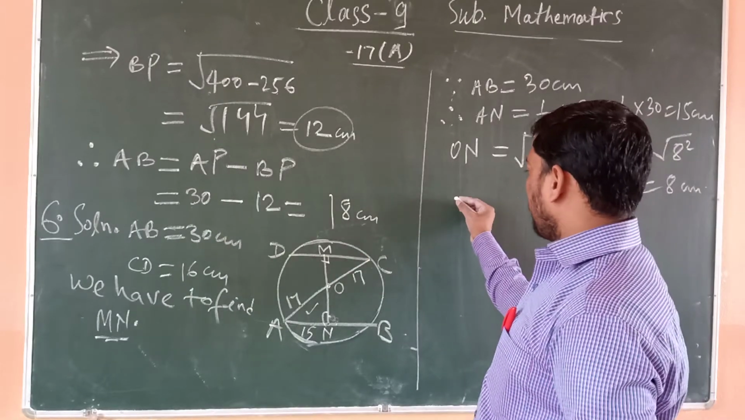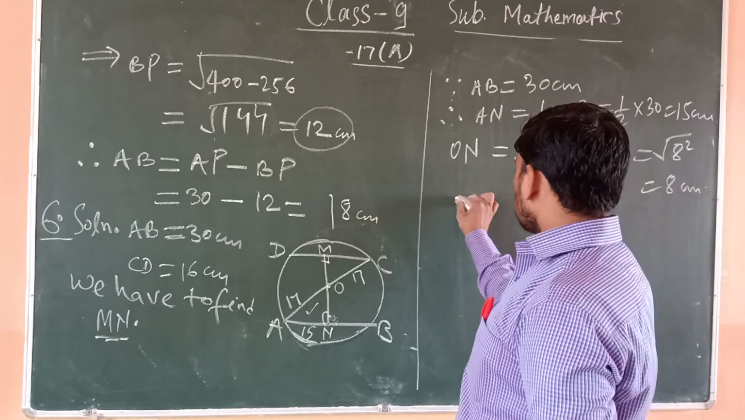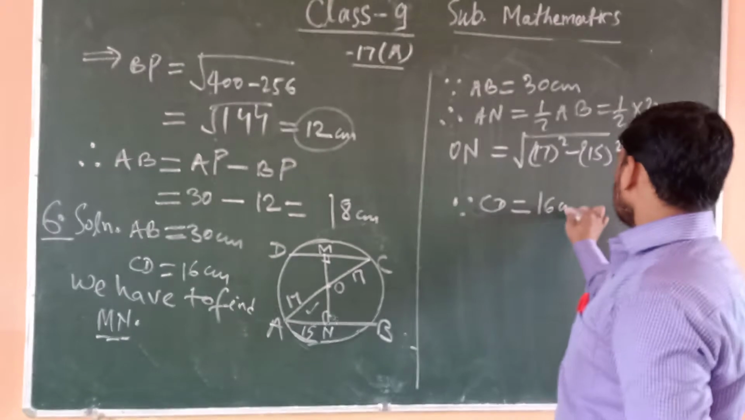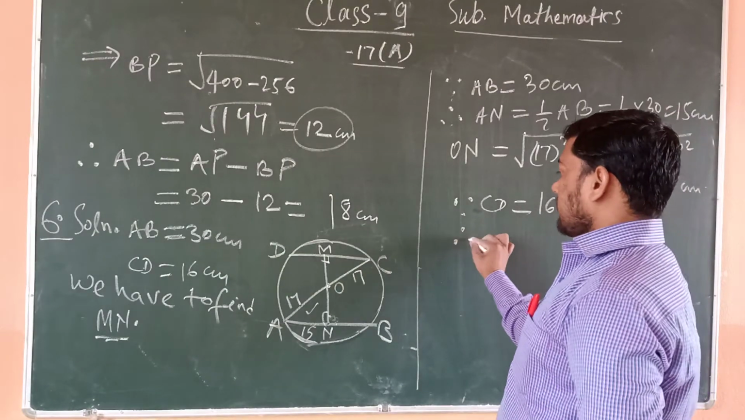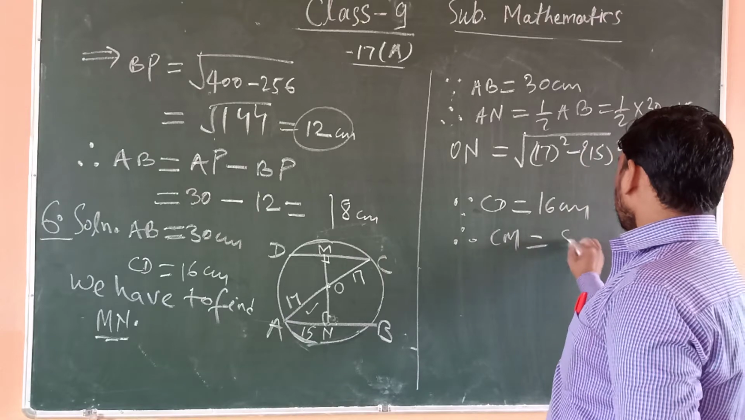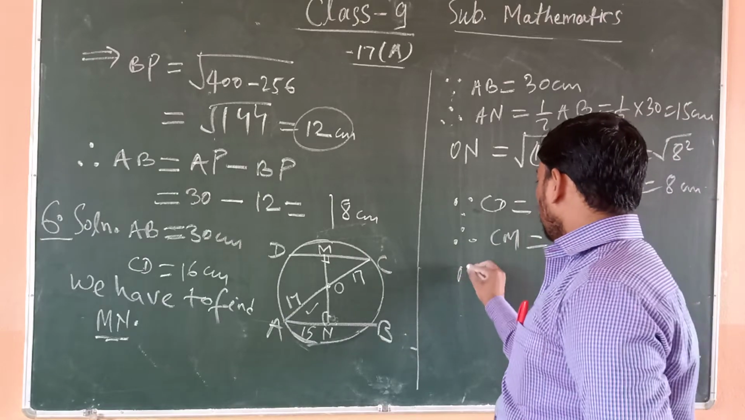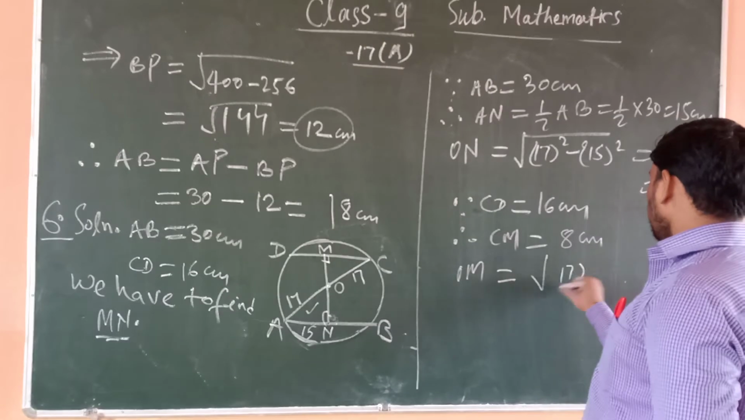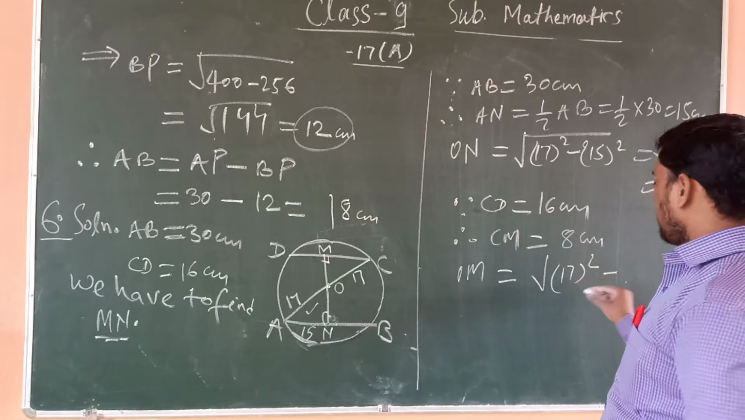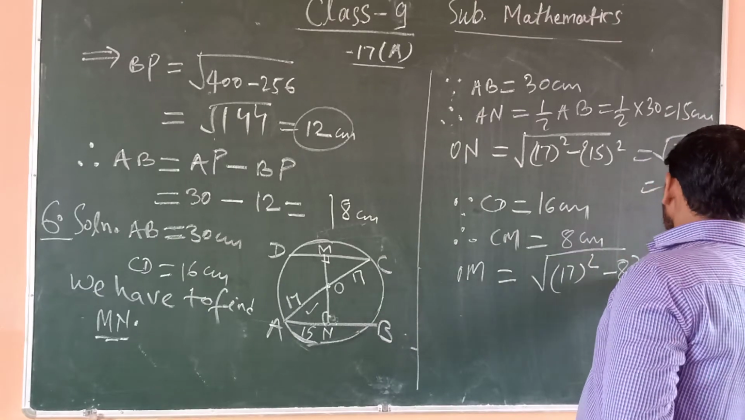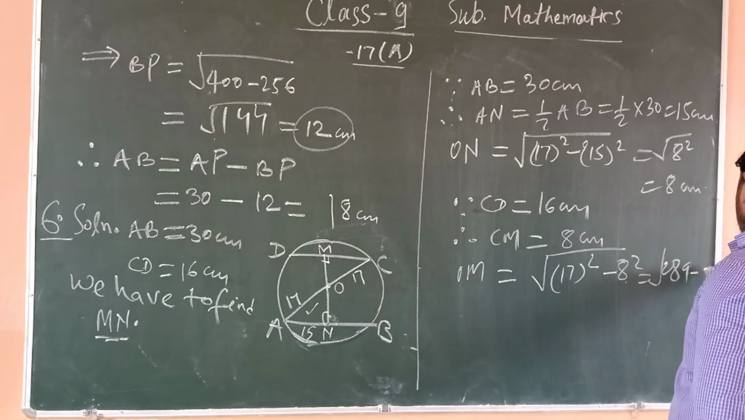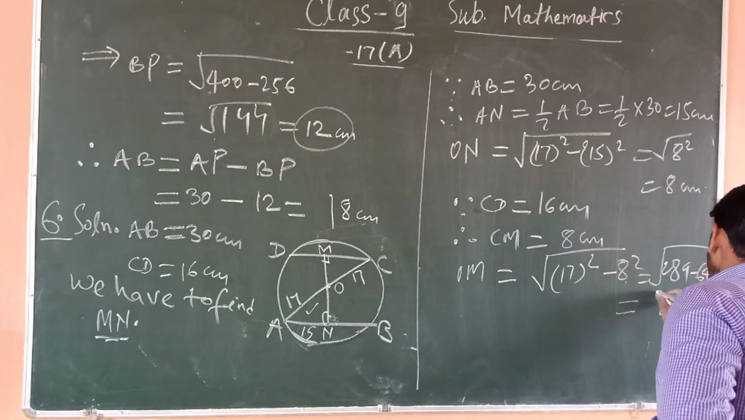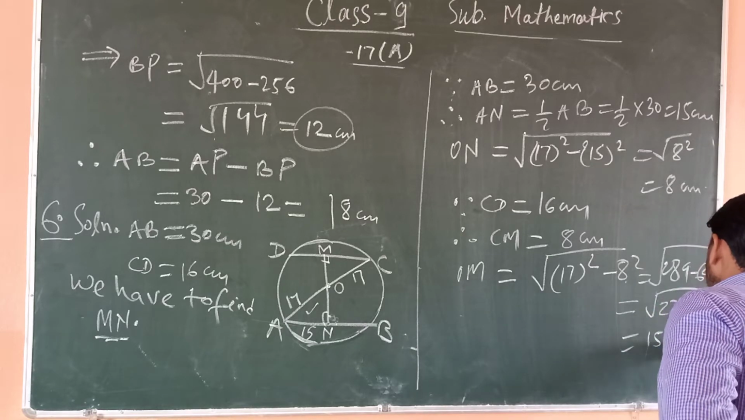Similarly, we can find OM. Since CD is equal to 16 centimeter, therefore CM is equal to 8 centimeter, and OM using Pythagoras theorem is under root 17 square minus 8 square, 289 minus 64, it is equal to 15 centimeter.